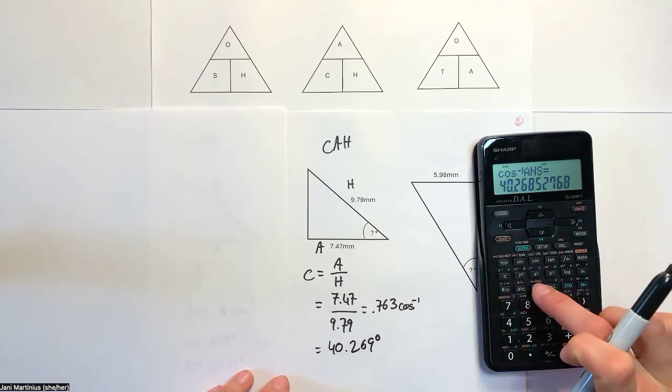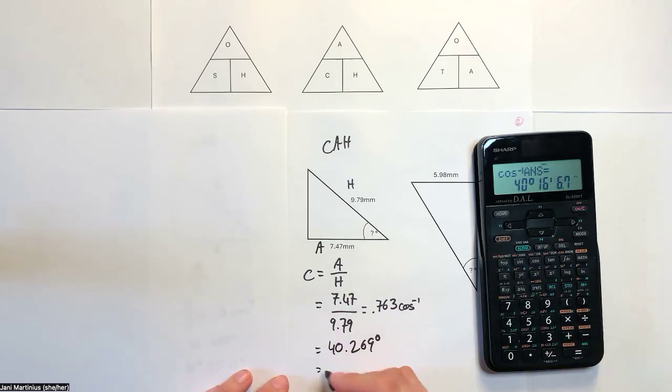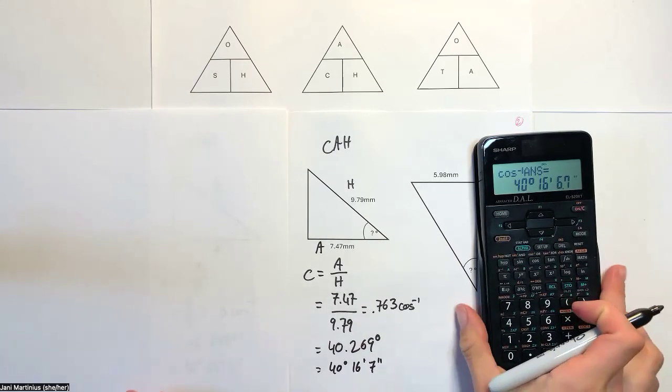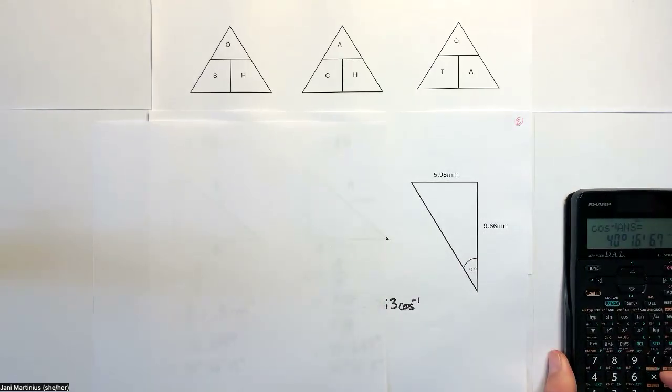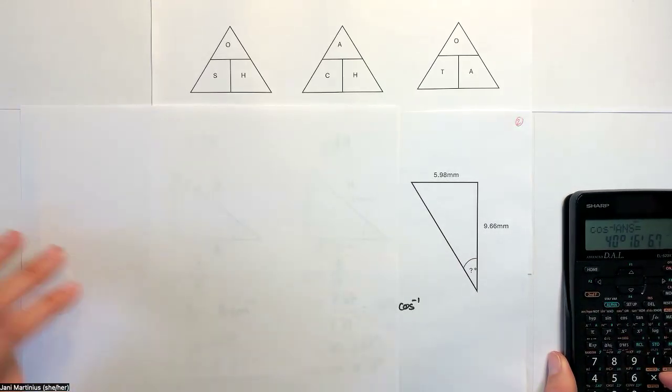Again, second function, DMS button, gets us the degrees, minutes, and seconds. Okay, let's do one more of these.